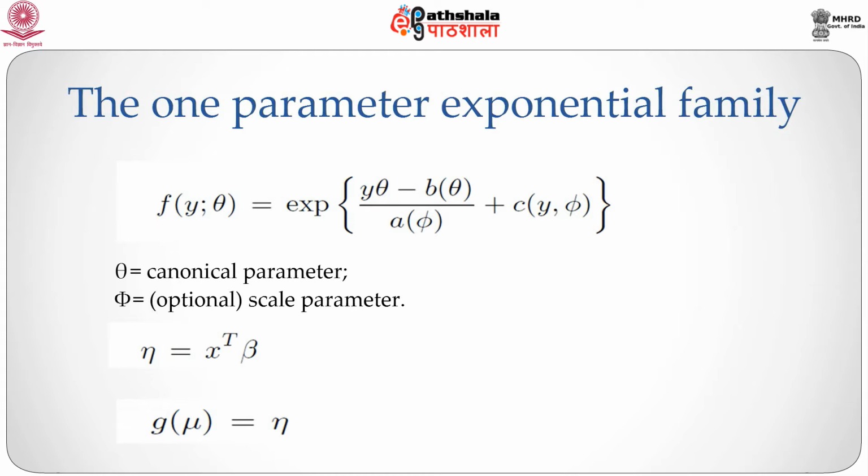The second component of the one-parameter exponential family is the linear predictor eta, which we define as eta equal to x prime beta. X here is a p-vector of known covariates, and beta is my unknown vector of regression coefficients. I then relate the random component of y to the fixed component eta using a link function g, and the equation g of mu is equal to eta.